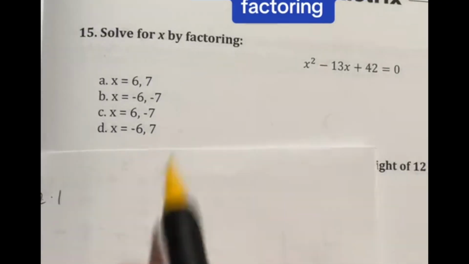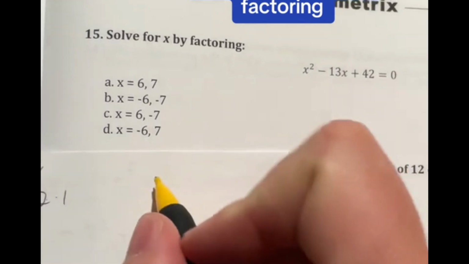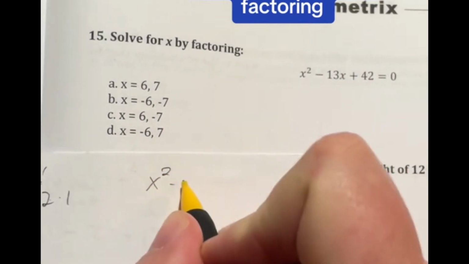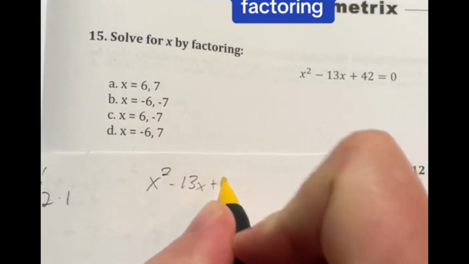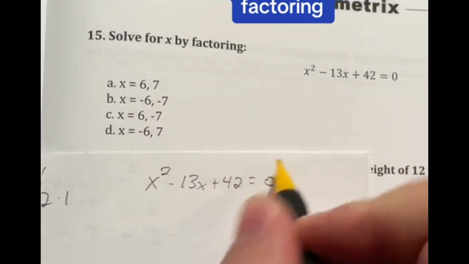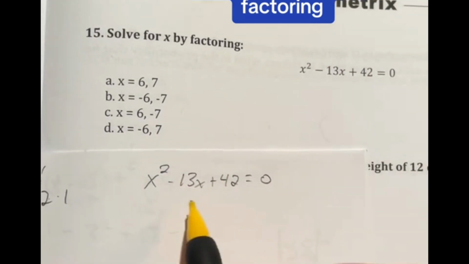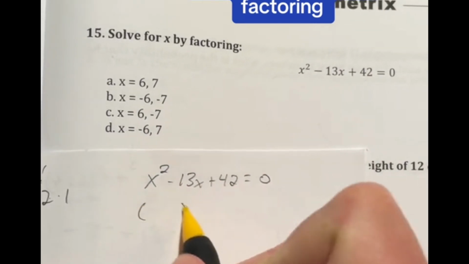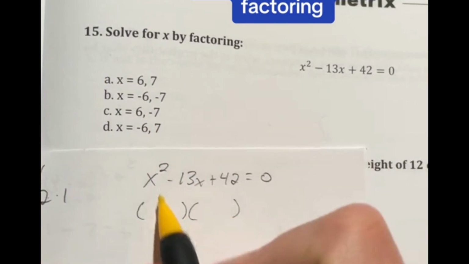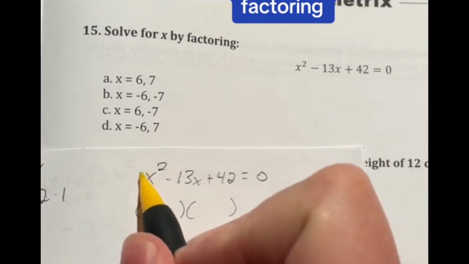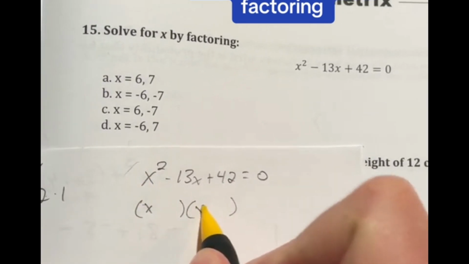So this says to solve for x by factoring, and it gives us this guy over here. I'm going to rewrite it right here. X squared minus 13x plus 42 equals 0. Now when we say solve by factoring, that means we're going to break this down into two sets of parentheses. And each one of them is going to have an x out front because there's no number out front here, so they're just both normal x's.